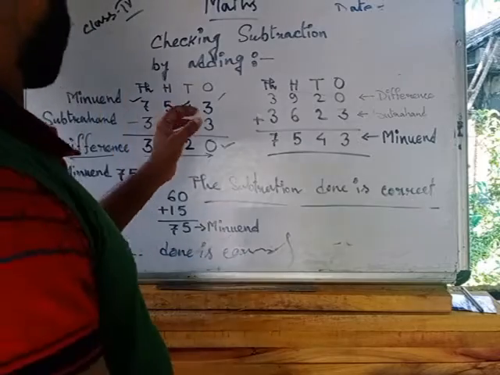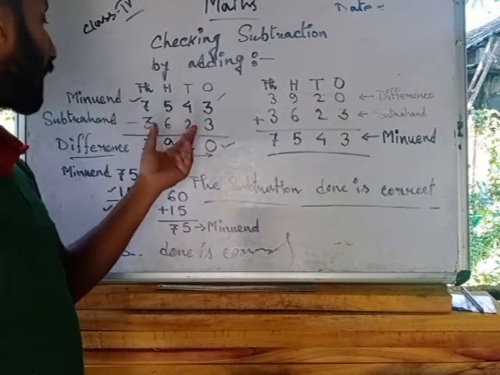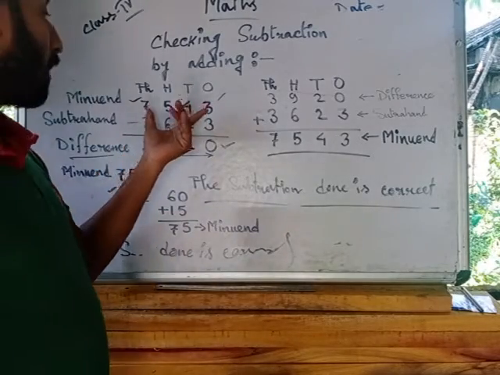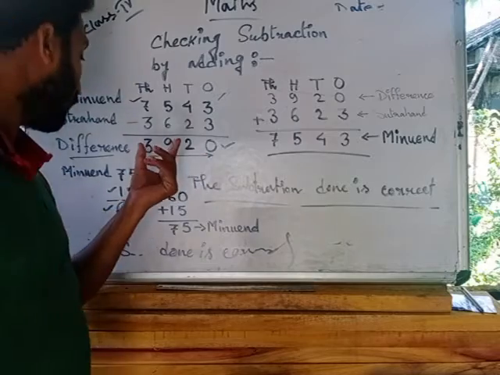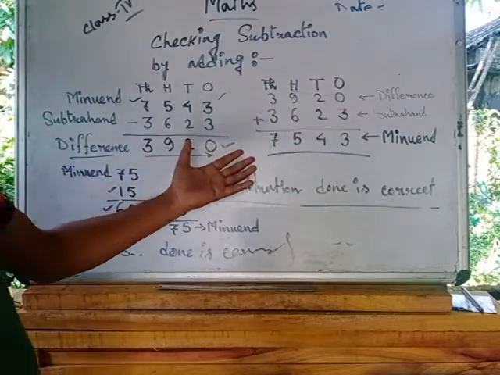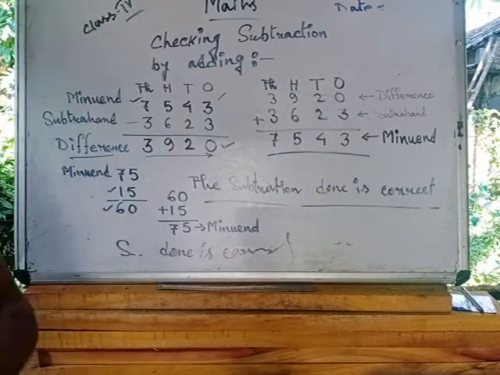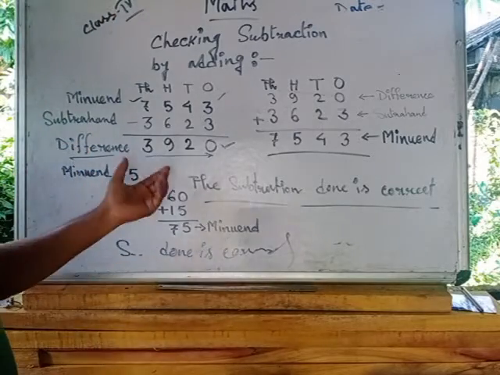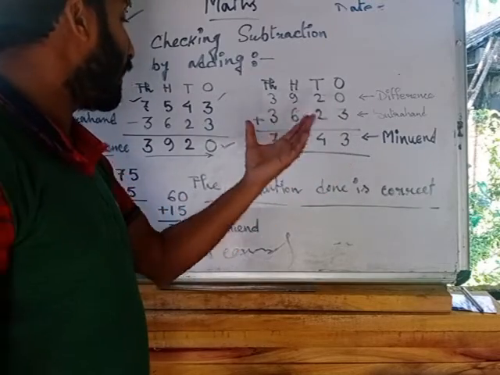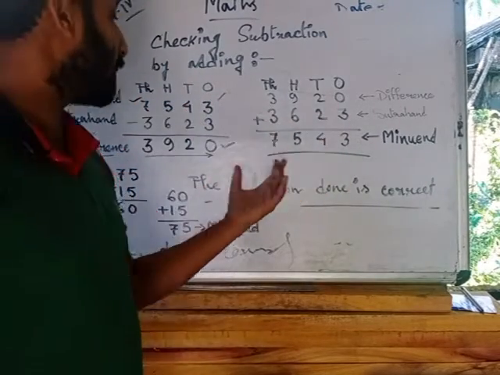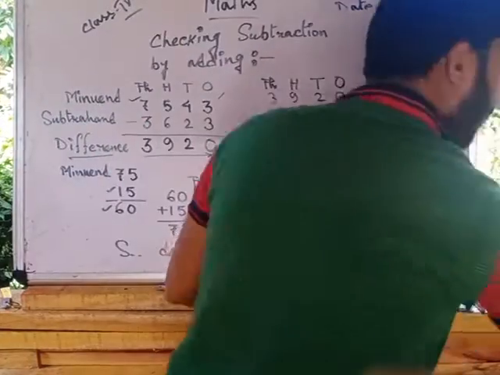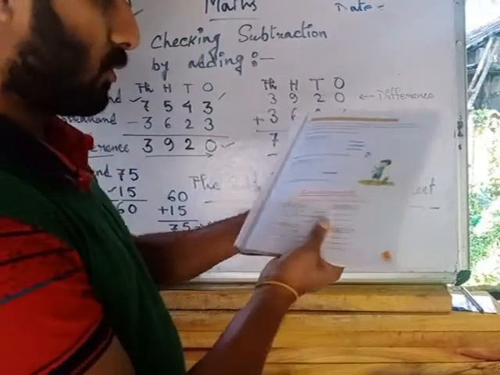I will tell you again. Minuend and subtrahend: you should subtract the subtrahend from the minuend. You will get the difference, okay. When we go to check, then we should add the numbers. Which numbers? The difference and the subtrahend. If we get the minuend, that means the subtraction done is correct.